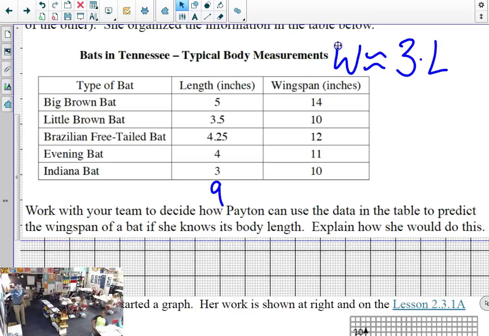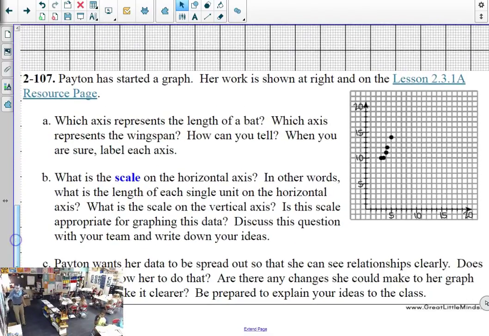So now as we look at 107, we want to use that sort of knowledge where we compare values and we see, okay, as this grows, that grows, or as this grows, that goes down, or what comparisons can we make? And we've got some data on the graph. So check out 107 with your team. Peyton has started a graph of her work shown at the right. First thing we want to tackle is which axis represents the length of a bat. So they're saying this coordinates to the data table that you have. So use your data table to try to figure this out.